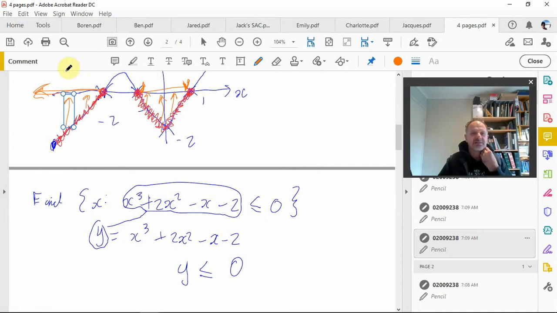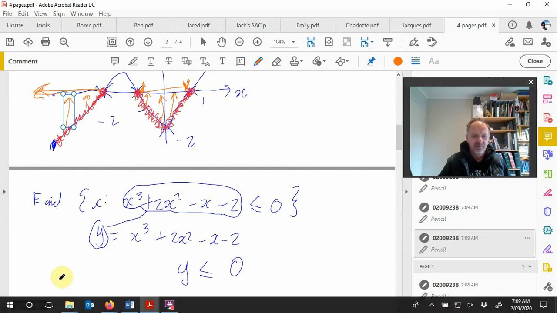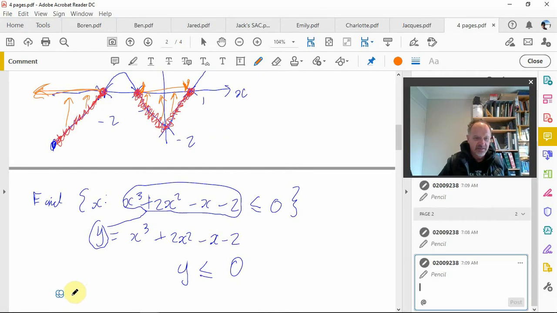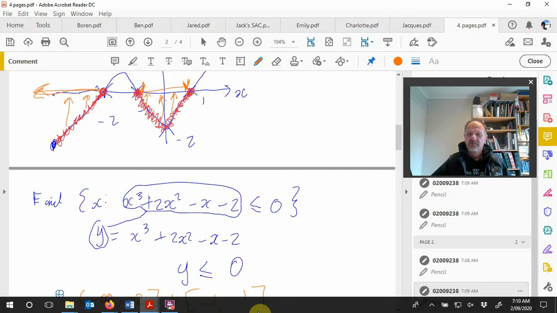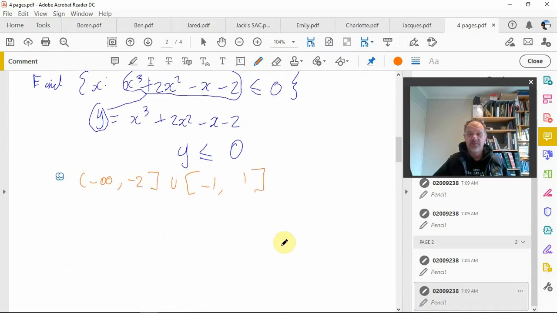Well, there's two parts. So that bit down here goes from negative infinity up to negative 2. And because it's equals to here, we have the union with, because there's 2 bits, starts here at negative 1. And again, because it's equals, we use a square bracket, negative 1. And we stop at 1, and 1's included. All right, so that's how you would write it in interval notation.